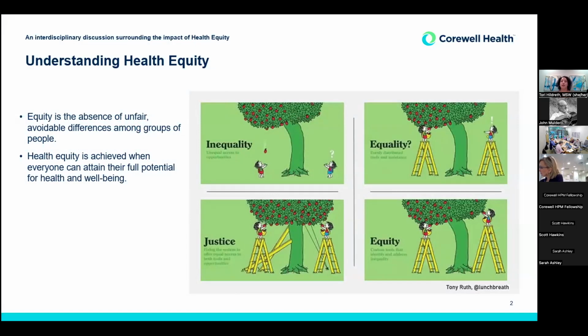Health equity can really only be achieved when everyone can obtain their full potential of health and well-being. Also, health is such a fundamental right, and everyone is deserving of such care. And so take a moment to look at this diagram and to know how the differences of each of these can impact our patients and why our focus is equity in itself.